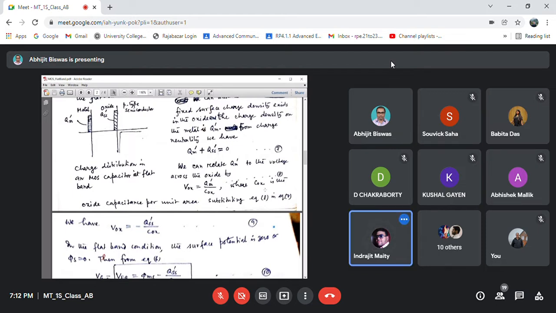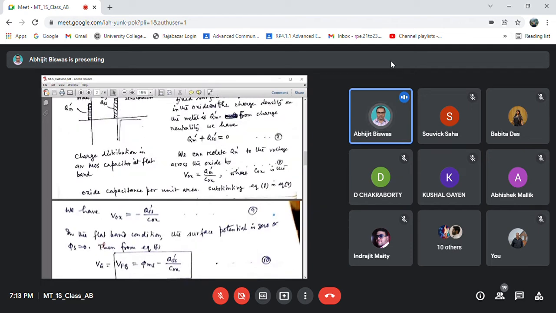Yes, sir, clear. Okay. So now we can relate Q'm to the voltage across the oxide. Vox is the voltage drop across the oxide gate insulator. That is equal to Q'm by Cox. Cox is again the oxide capacitance per unit area. You know that Q equal to CV, simple formula. So Vox is equal to Q'm by Cox.